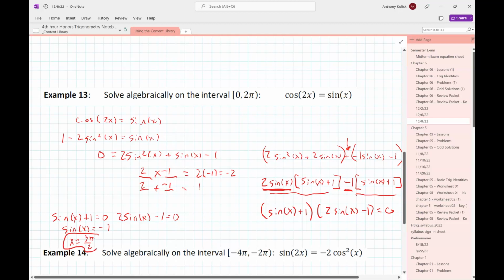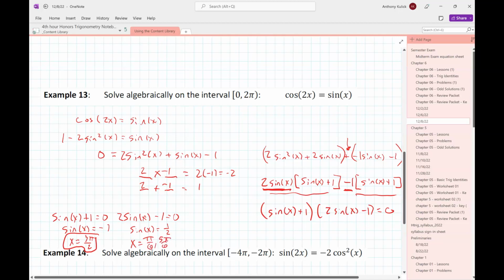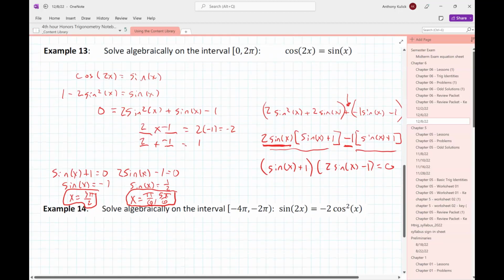So there's a solution. And here I will add 1 and then divide by 2, giving me sine x is equal to 1/2. So when I go to my unit circle, the only place where the y-coordinate is 1/2. Well, there's actually two places, right? Because sine is positive in the first and second quadrants. That's at pi over 6 and 5 pi over 6. So those are my 3 solutions.